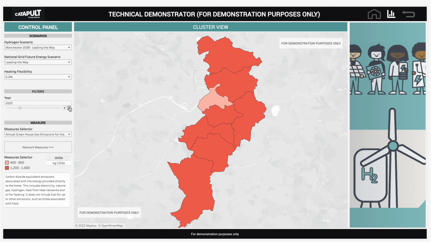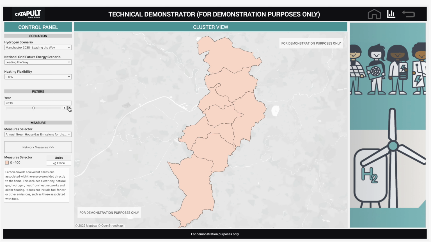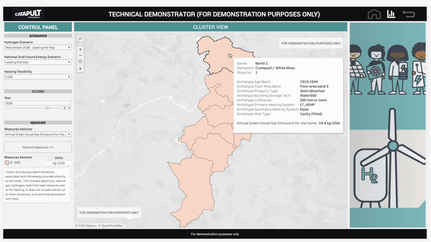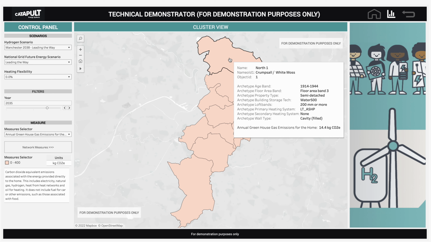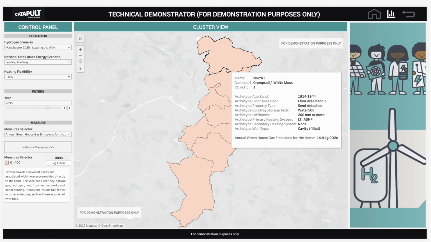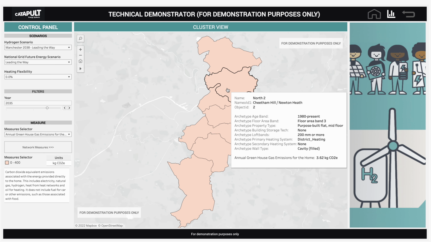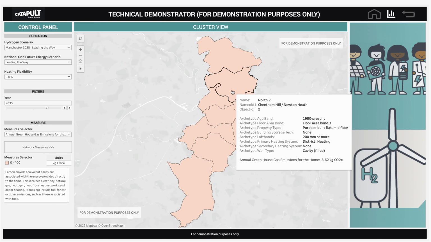through the dates, greenhouse gas emissions reduce, as you might hope, to very low levels. Now if we hover over the clusters, if you look at the bottom there, we've got the actual metric for that particular cluster, so 3.62 kilograms of CO2 here. The colours are really bandings just to help the eye perceive at a high level how the different areas compare to each other. And then in the middle you've got information about a typical house within that cluster.